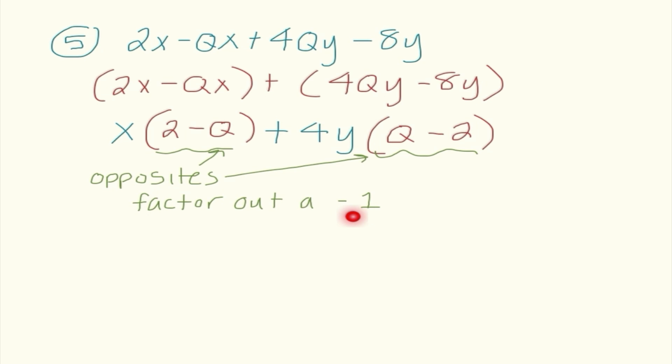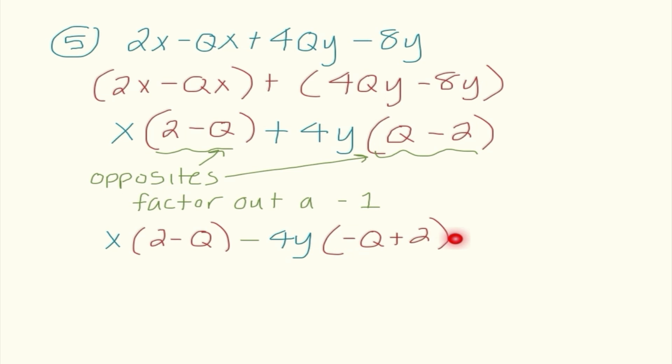And to be completely honest, it does not matter which of these I factor a negative 1 out of. I normally choose the second one. And let's just go ahead and look and see what that does. So if I take a negative out now, I have negative 4y, and that leaves me with negative q plus 2.